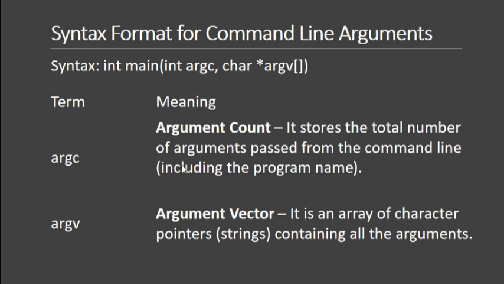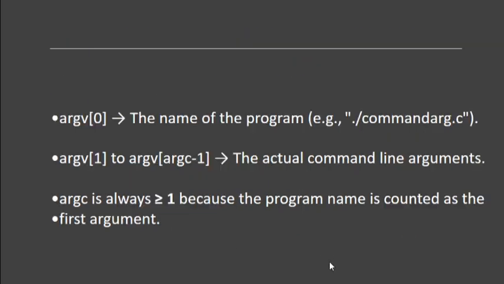Argument count, argc, stores the total number of arguments passed from the command line. argv is an array of character pointers, so an array of strings containing all the arguments. Argument 0, argument 1, and so on. Argument 0 is the name of the program. For example, if you are giving parameters like hi, how are you, these are the arguments we are passing from the command line to the main function.